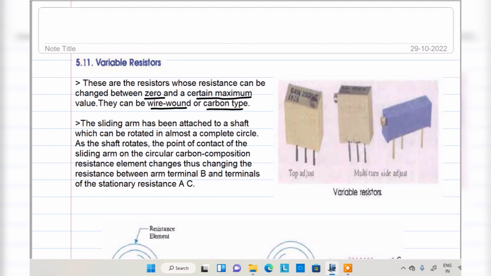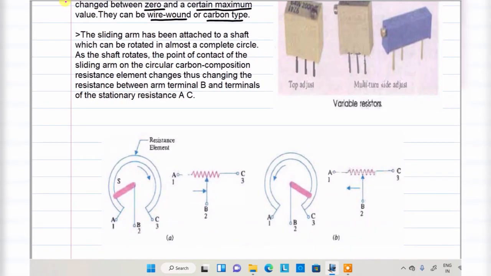Now, how to change this resistance value? Look at this diagram: these are the three terminals we have, A, B, C. For example, A is a fixed terminal and B is a moving terminal. This portion decides the resistance. R is equal to rho L by A. That means R is directly proportional to length. Here the length is less, so the resistance value is minimum.